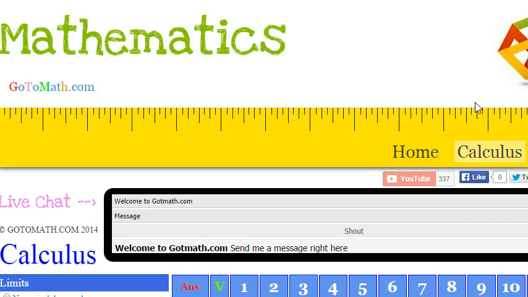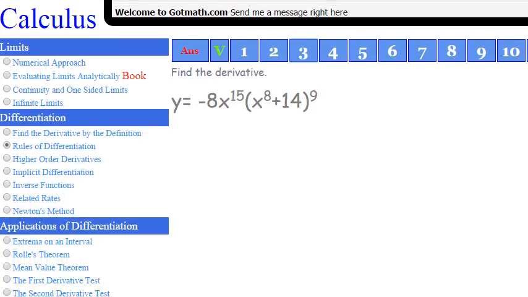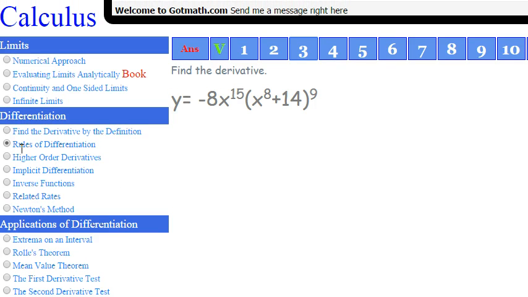We're at gotomath.com working some calculus, and rules of differentiation is what we're looking at, in this section right here. Alright, let's see if I can remember this problem. I'll try to remember that.